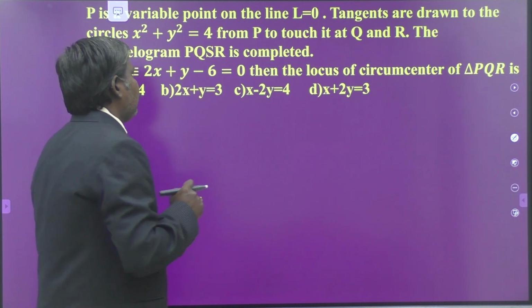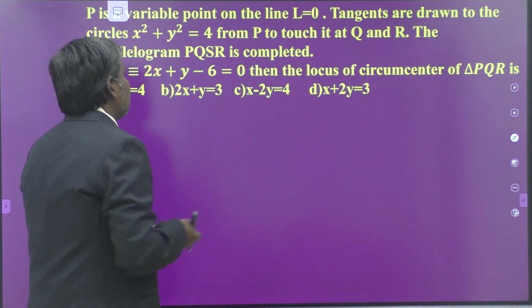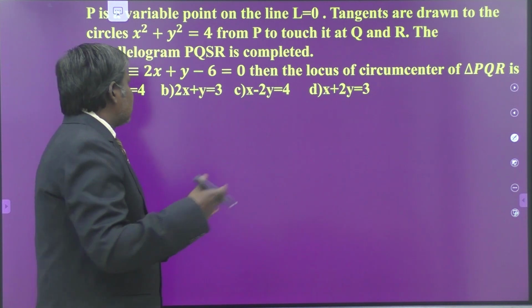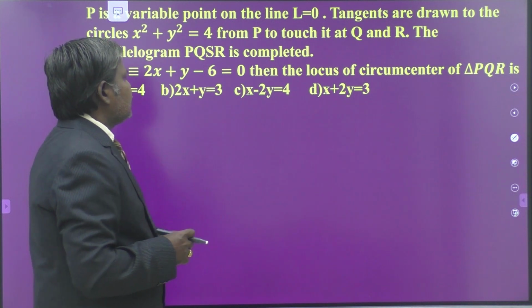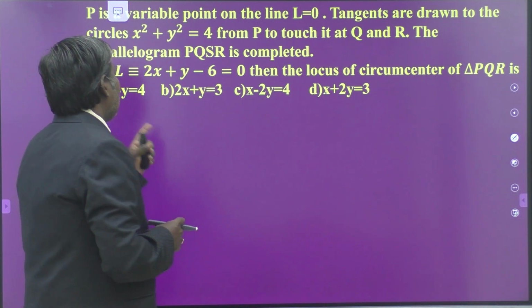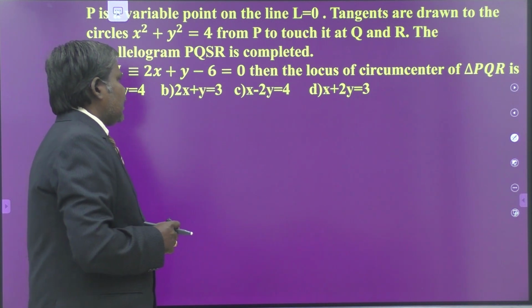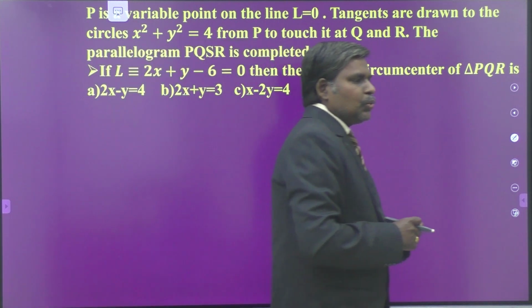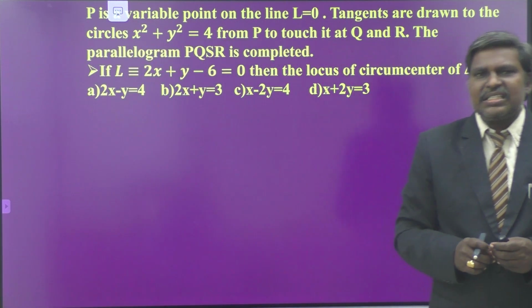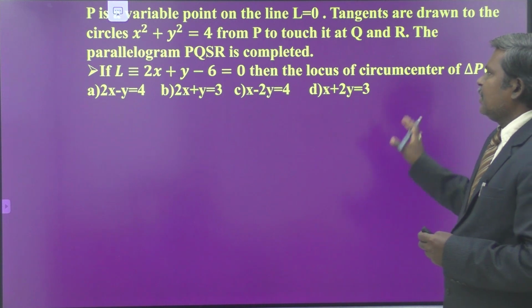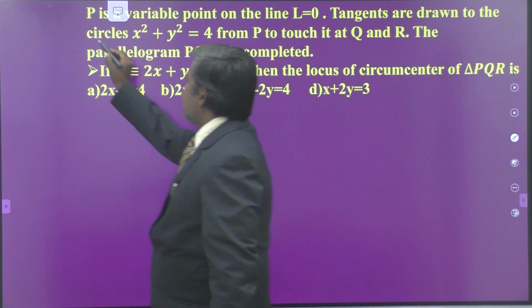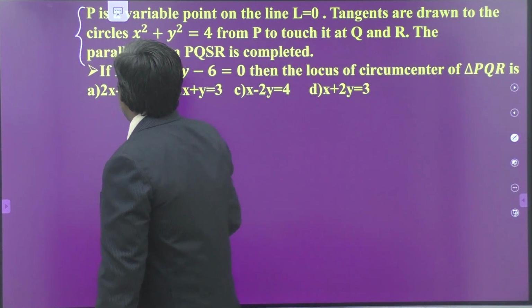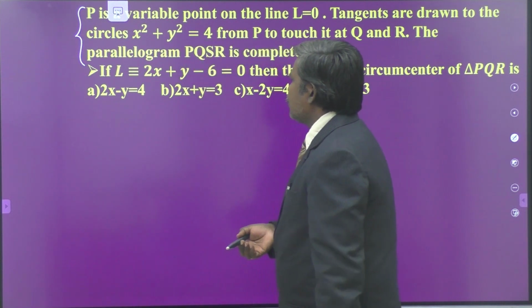For some particular position of the point P which lies on the line L equal to 0, tangents are drawn to this circle. They touch the circle at Q and R. The parallelogram PQRS is completed. This is the paragraph. So up to here, this is the paragraph. With the help of the paragraph, you have to solve these questions.